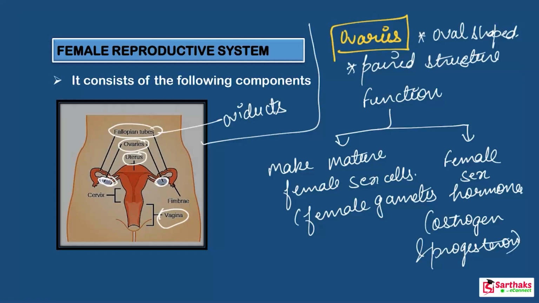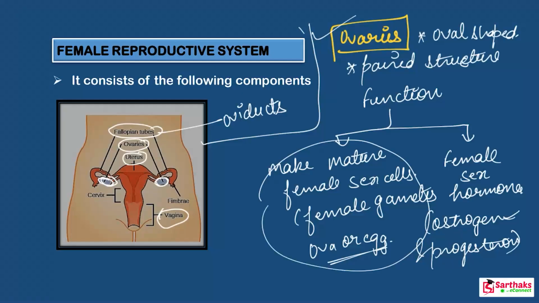Keep this in your mind, that the female sex hormone is the estrogen, but they also produce progesterone. Clear? It means progesterone is secreted by the ovaries. And female gametes are here known as the ova or egg. Male gamete is known as the sperm, while female gamete is known as the ova. These are the 2 main functions of the ovaries.